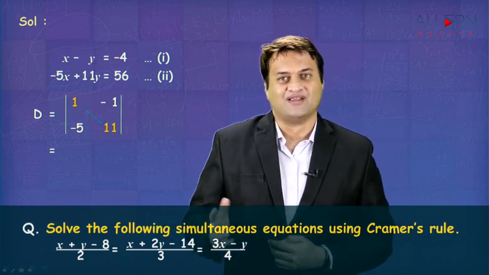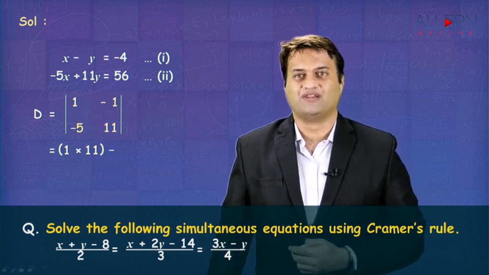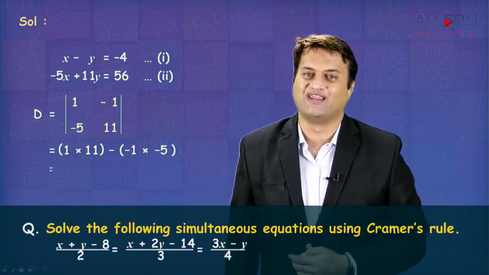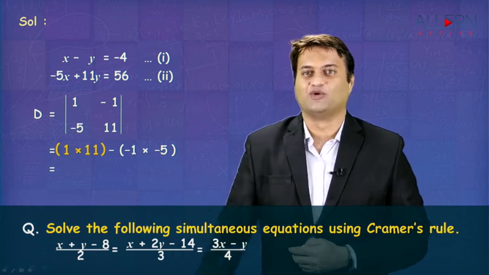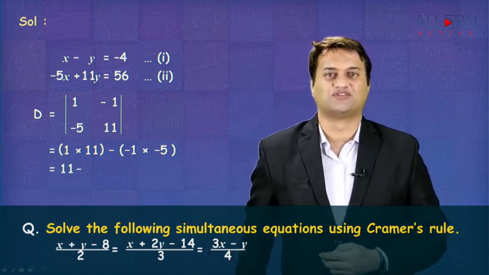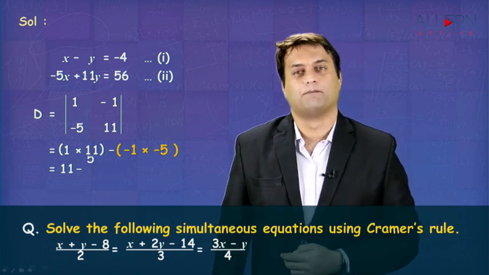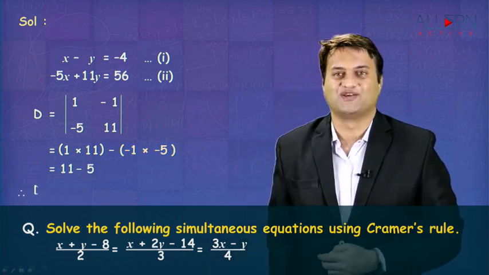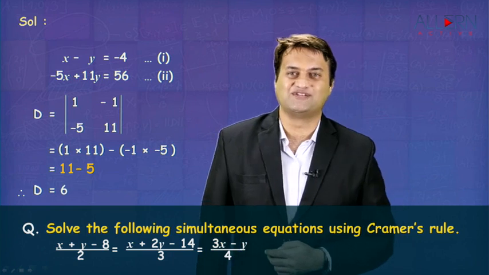Let's do it. The first bracket would be 1 into 11. The second bracket will be minus 1 into minus 5. 1 into 11 is 11, then a minus sign, and minus 1 into minus 5 is plus 5. So it is 11 minus 5, which is equal to 6. So D is equal to 6.